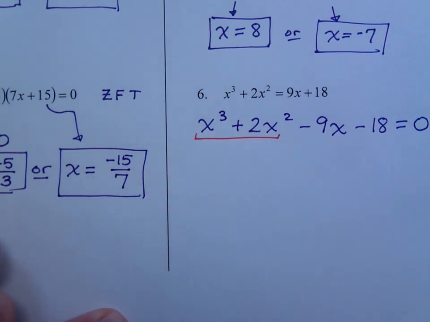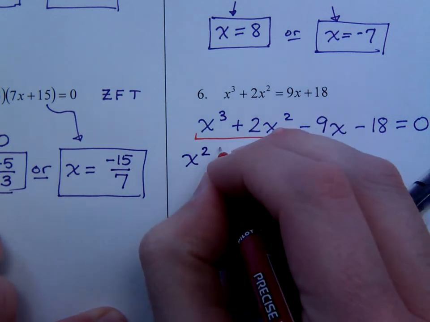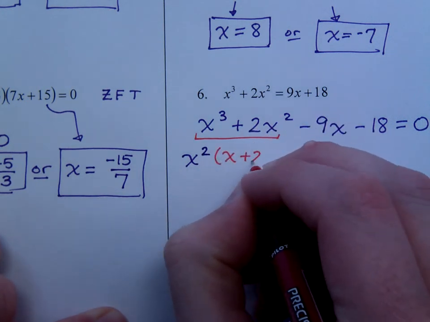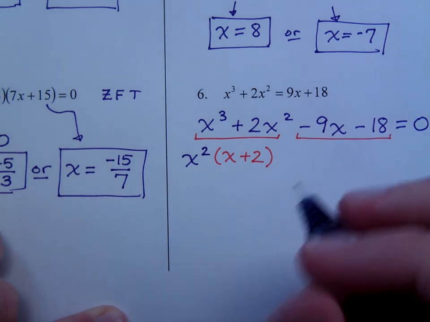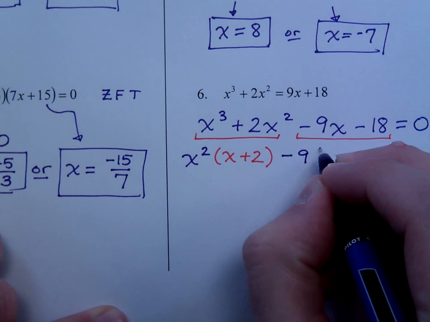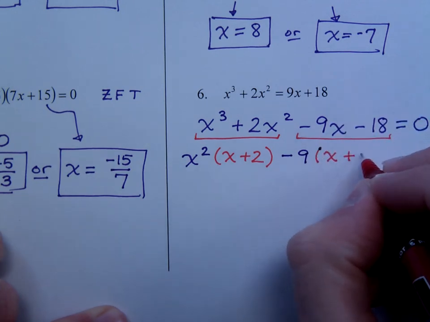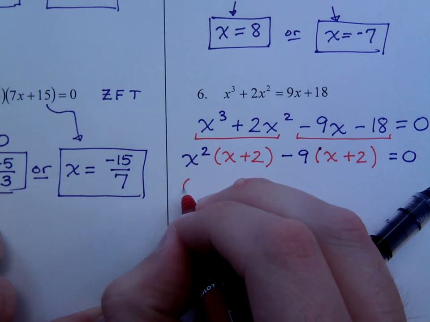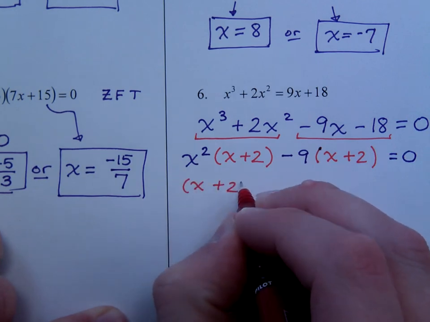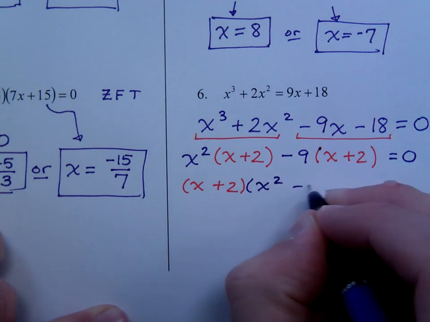In this first group, I have a common factor of x squared. If I factor that out, I'm going to have x plus 2. In the second group, my common factor is a negative 9. When I factor that, I end up with an x plus 2. Make sure you watch your signs here. So now the x plus 2 is the factor that was common, and it was being multiplied times both the x squared and the minus 9.